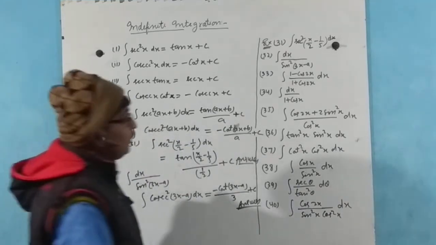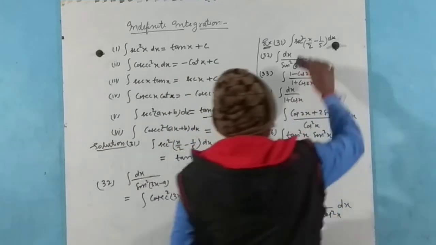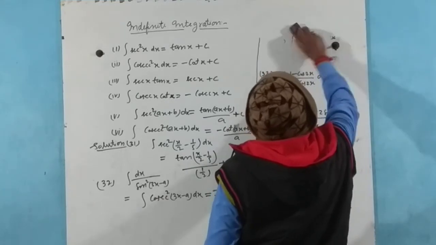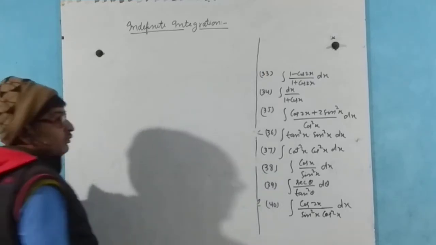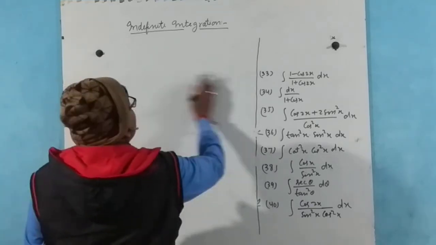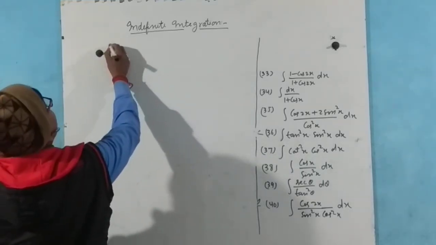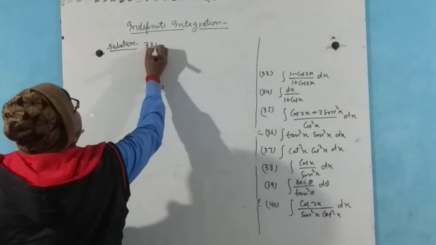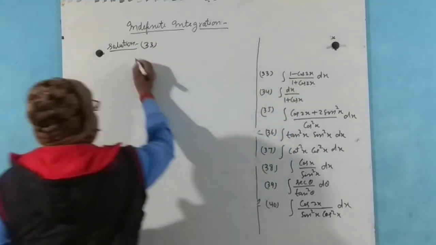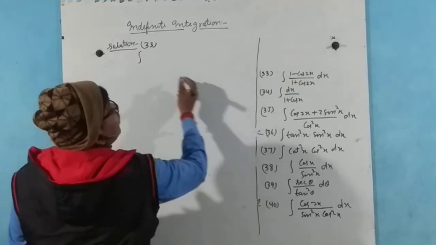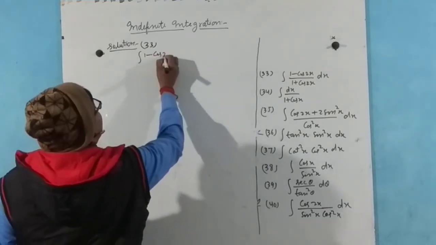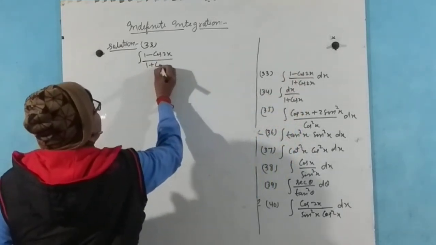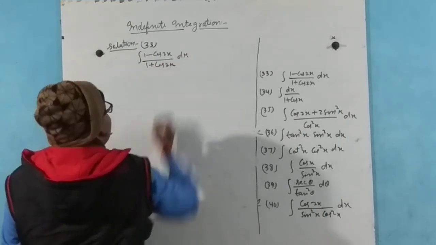Now question number 33: integration of (1 minus cos 2x) divided by (1 plus cos 2x) dx.